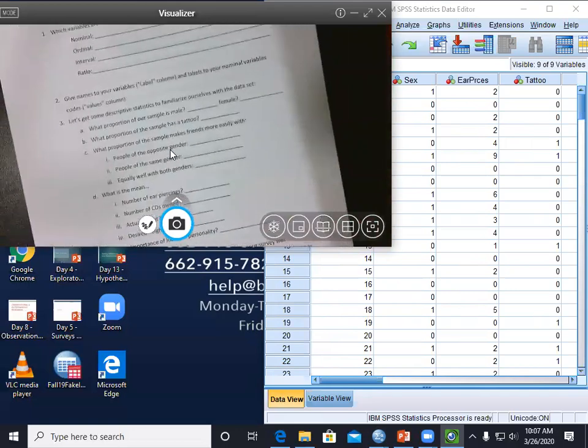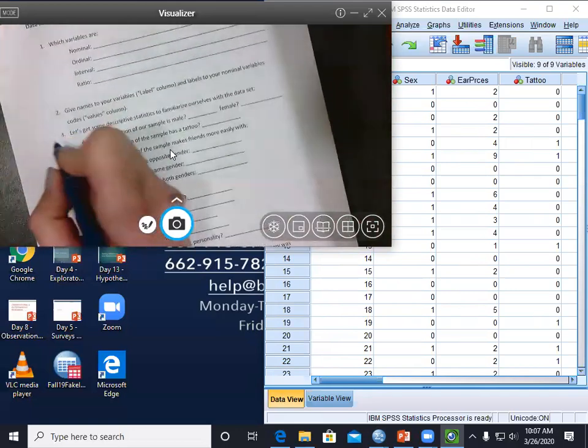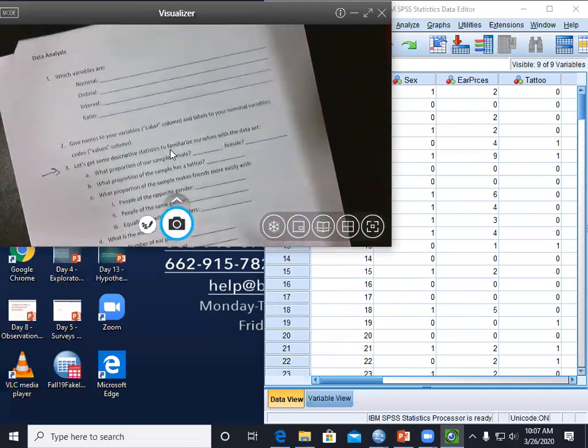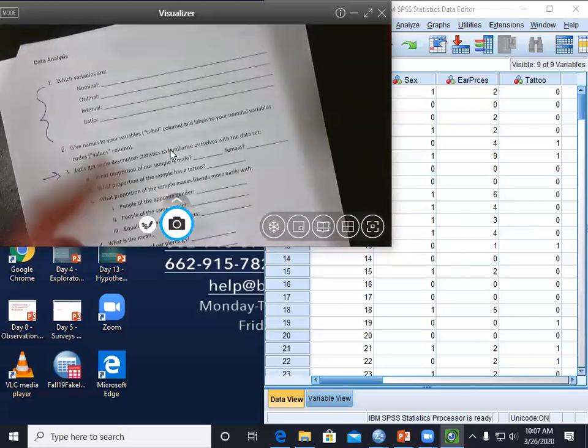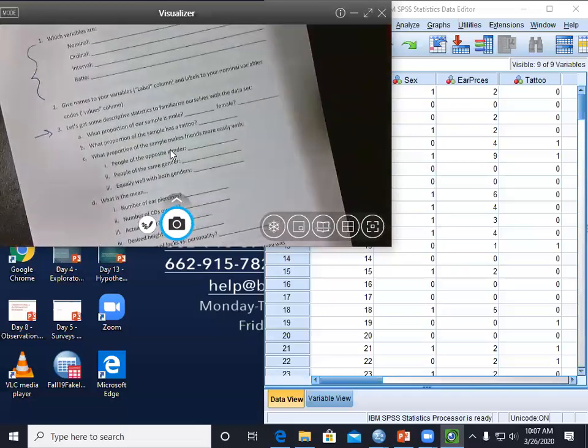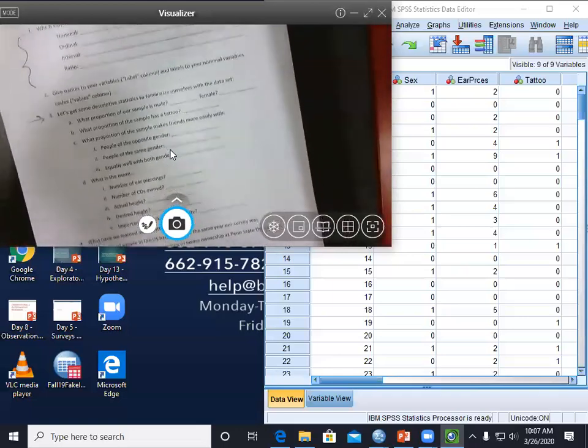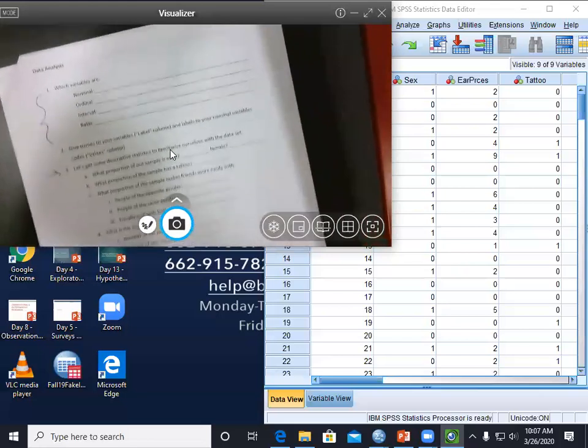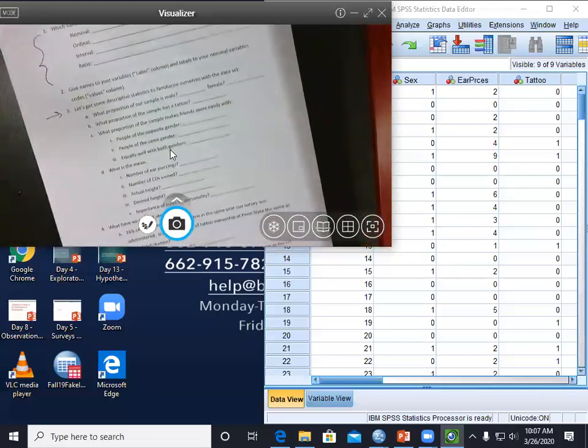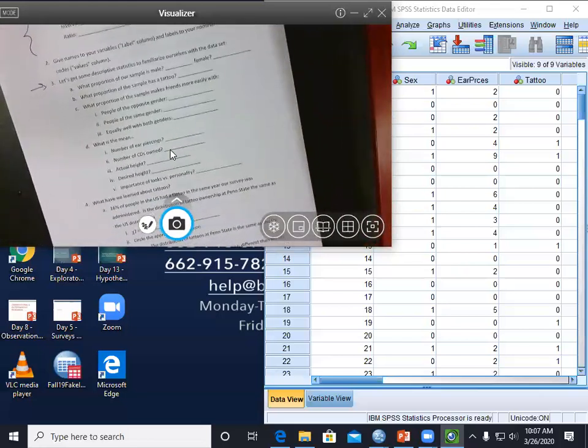We are going to start with number 3 on the worksheet. Here's where we are. We did numbers 1 and 2 before. I don't have the answers to number 1 written in here, but we are going to start with number 3, which is getting some descriptive statistics in SPSS. Let me try to get some more of this worksheet showing at one time.